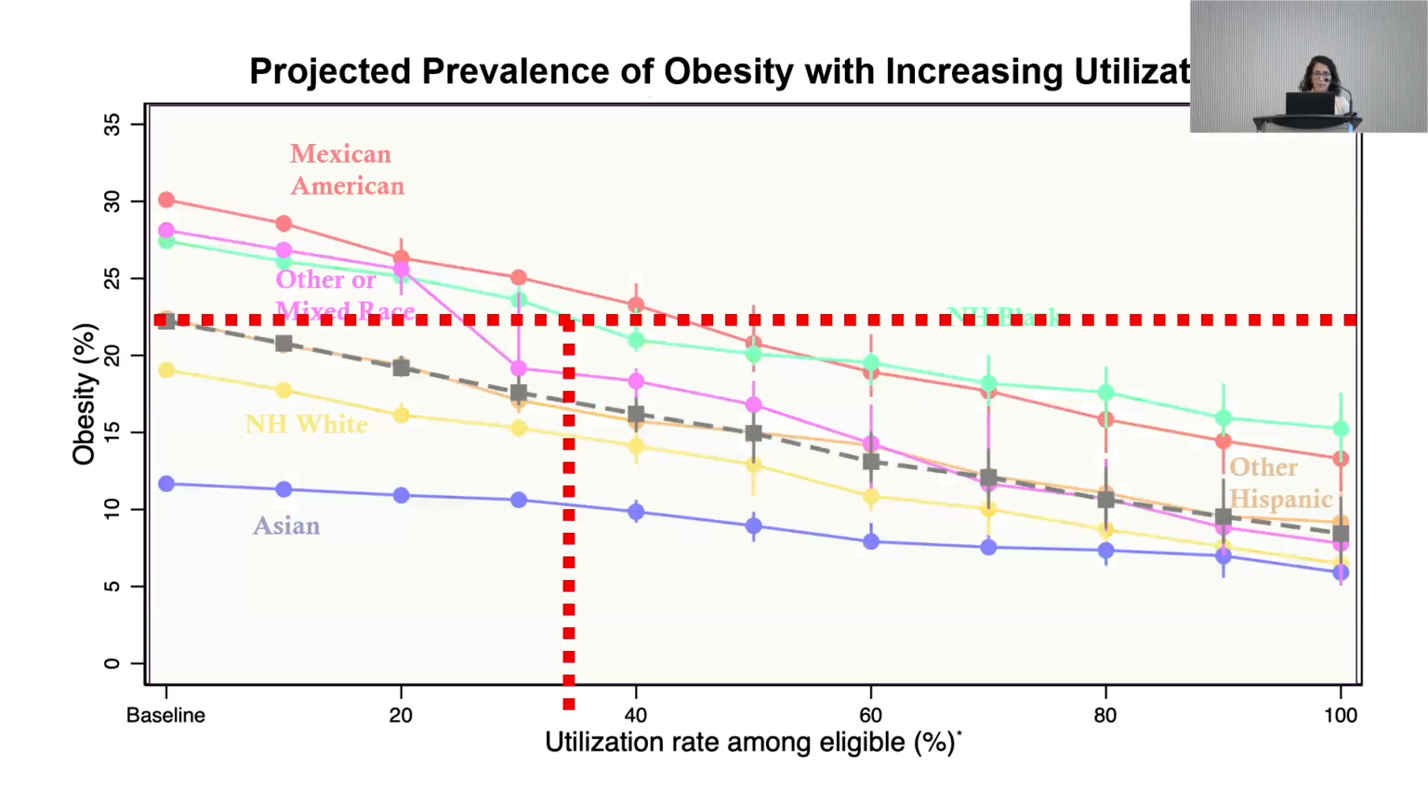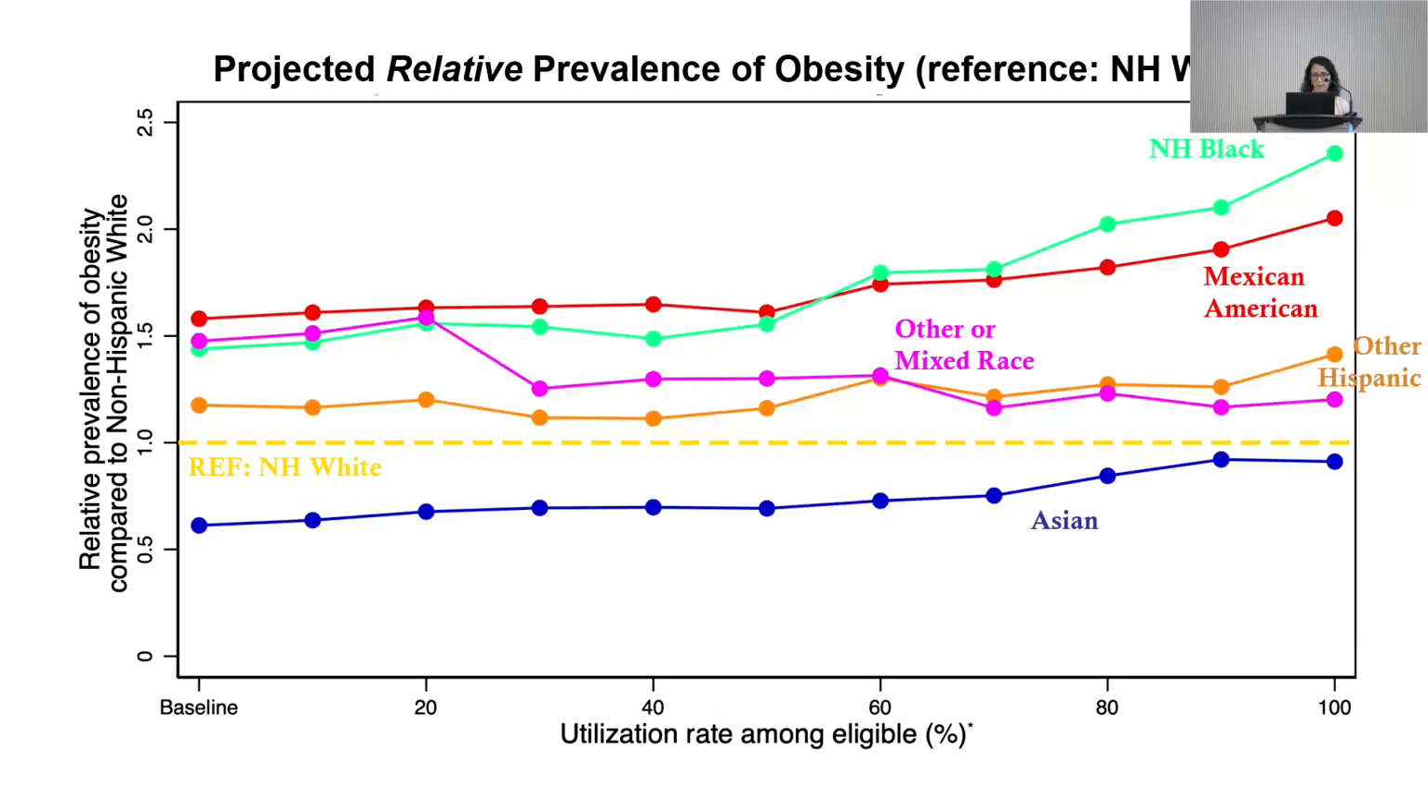What's important to think about is how many youth would need to be treated in order to achieve even the baseline average. So for the 2 groups with the highest prevalence at baseline, for example, non-Hispanic Black youth, about 1/3 of them would have to be treated to even achieve that baseline average. And about half of Mexican American youth would have to have uptake of this highly effective medication to even achieve the average baseline for American youth.